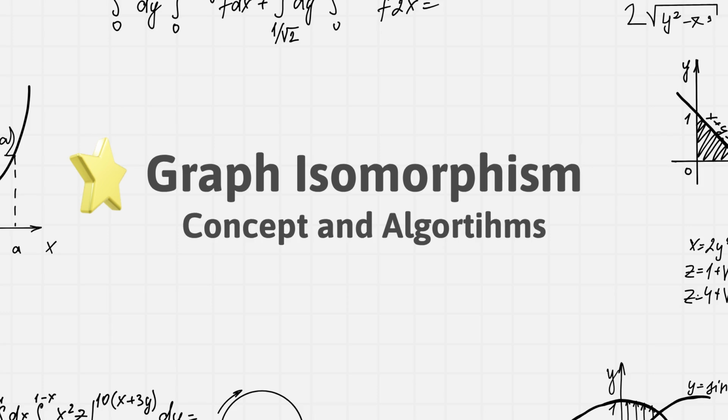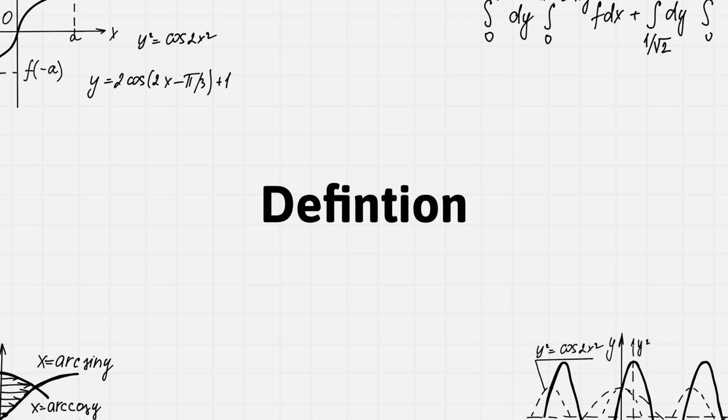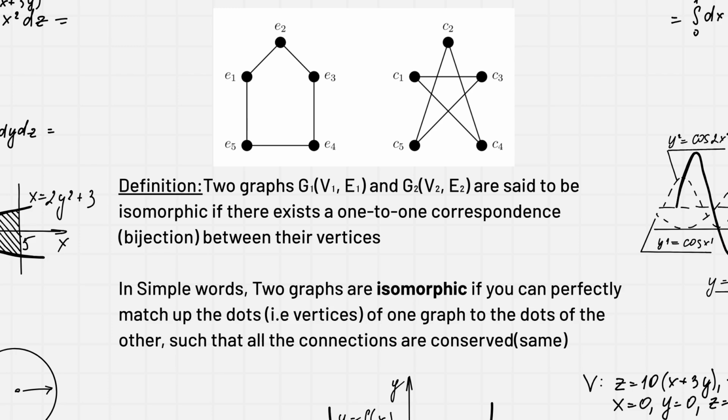Welcome to this video on graph isomorphism, where we'll explore the fundamental concept and the algorithms used to determine if two graphs are essentially the same. Let's begin by defining what graph isomorphism means in the context of graph theory. Two graphs are isomorphic if there is a one-to-one correspondence between their vertices, meaning the connections, or edges, are conserved. Simply put, they are identical in structure, even if they look different visually.